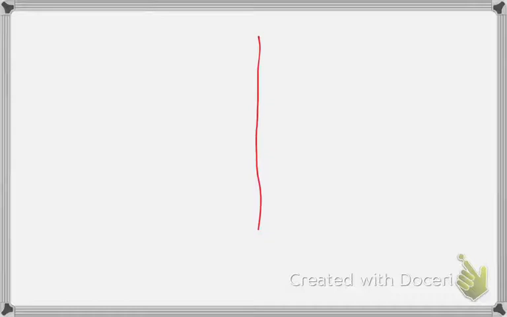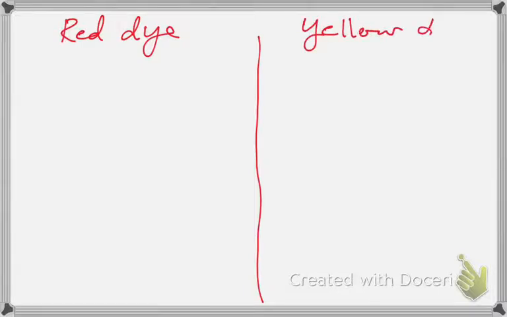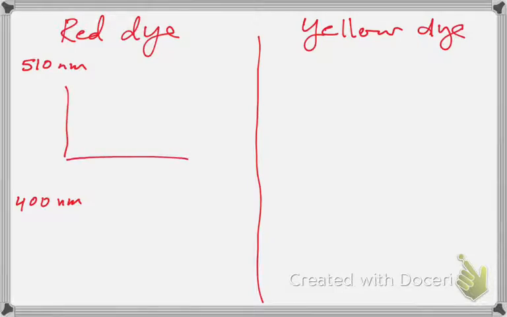We have created 4 graphs. 2 of them were created for the red dye, and 2 of them for the yellow dye. Those are the standard curves that we created. The red dye absorbs around 510 nanometers, and it also absorbs around 400 nanometers, or whatever wavelength we decided to use for either color. So for the red, we had a high absorbance at the 510.